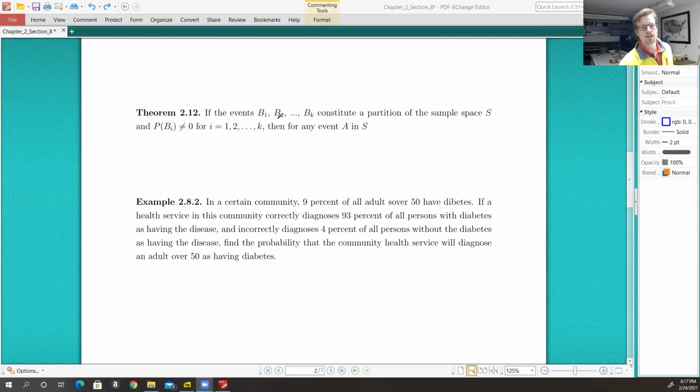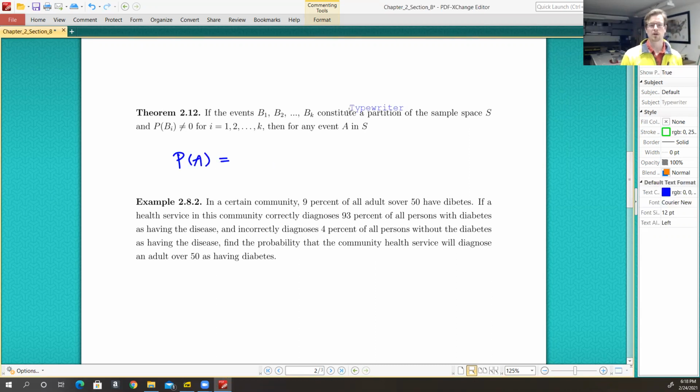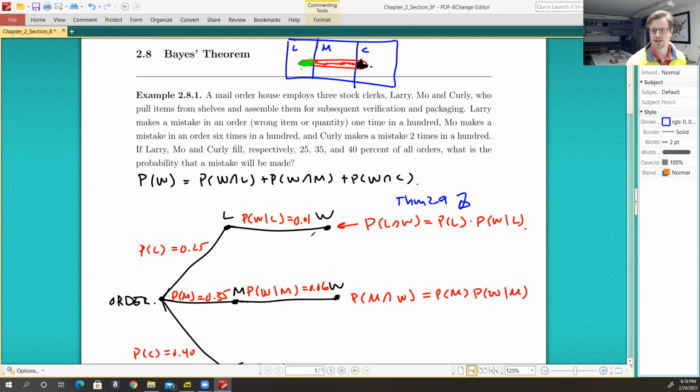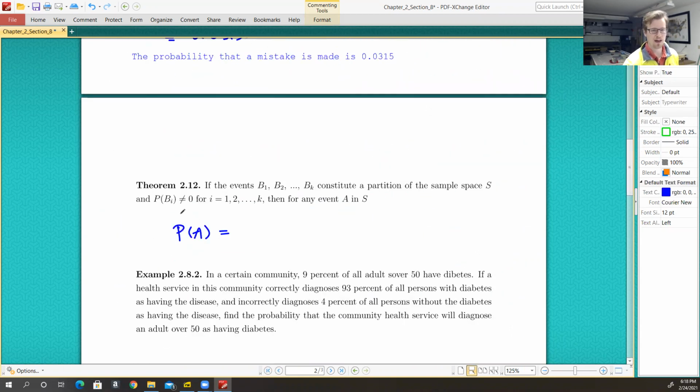So if events B1, B2, all the way up to Bk constitute a partition of a sample space, and all of those individual probabilities are non-zero, then for any event A in S, we have that the probability of A can be given by what? Well, in our last example, we said that the probability of A would be given by the sum of the probabilities of the intersections. But the intersections can be given as products. And so our theorem makes the statement in that way.